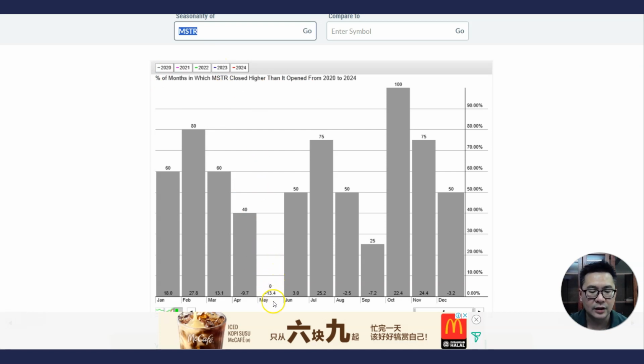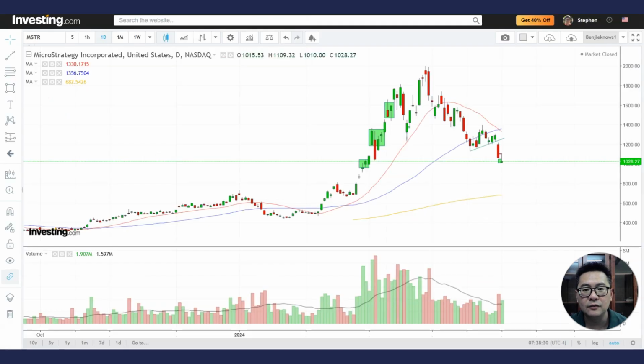2024 hasn't finished yet, and May is not a very good month for the stock, with an average loss of 13.4%. In June, we have a 50% chance of it closing higher with an average gain of 3%, but in July, a 75% chance of it closing higher with an average gain of 25.2%. So with that in mind, you have to be careful, especially when it's below the daily 20 MA. Might not be a good month for MicroStrategy.